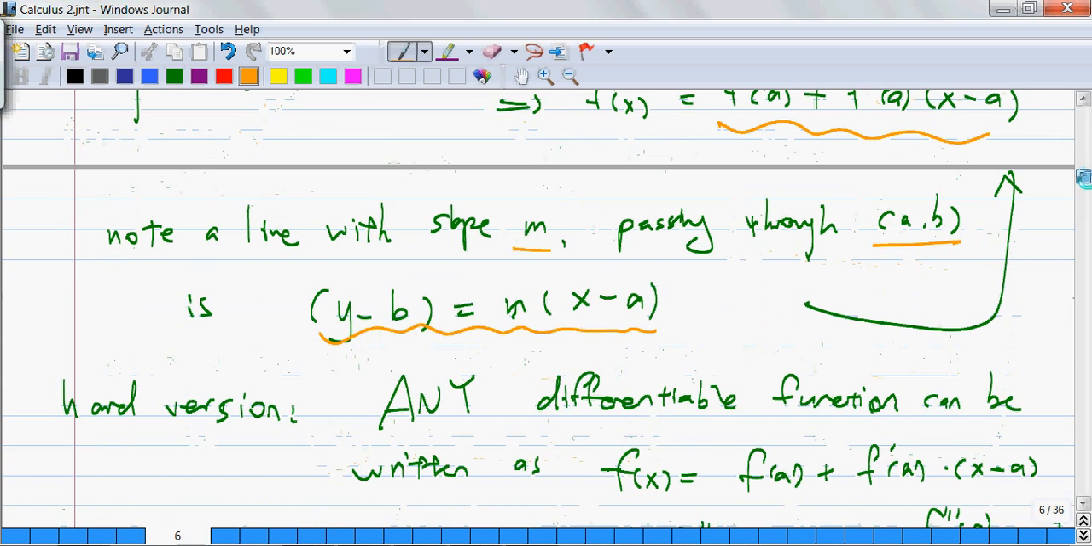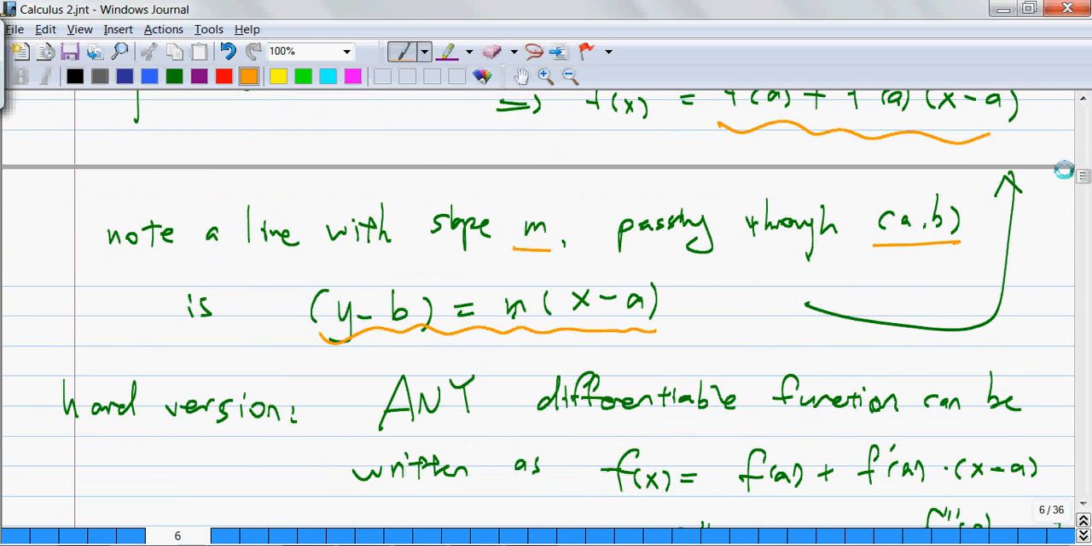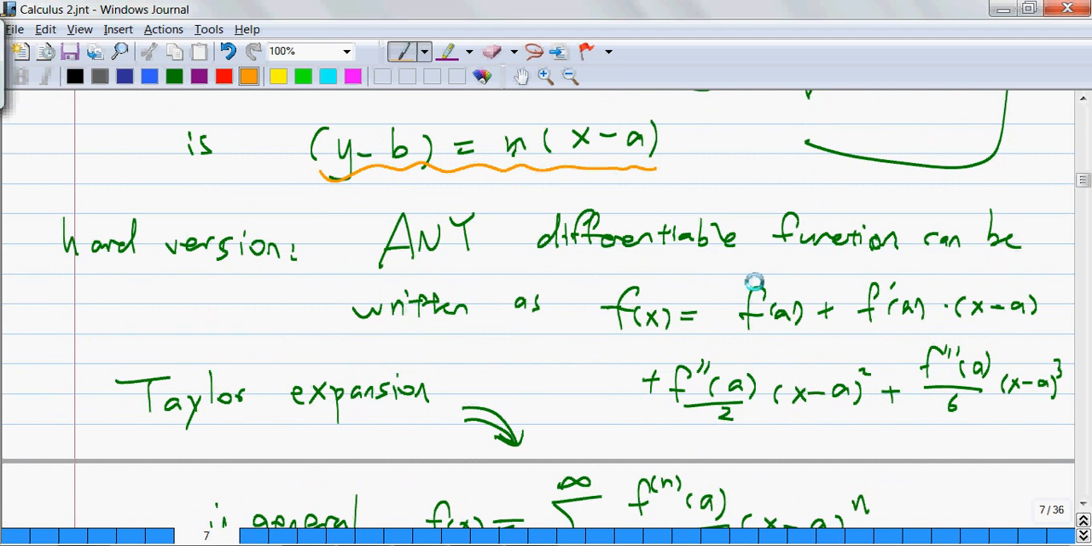So the technical, which is the correct definition, the correct version of this is, suppose you have any infinitely differentiable function, it can always be written as the sum like this. So the original term plus derivative multiplied by the difference plus the second derivative divided by 2 multiplied by the difference squared plus third derivative divided by 6 multiplied by the difference cubed.